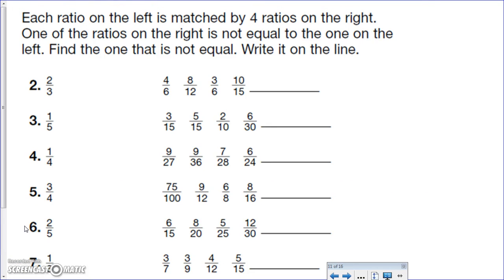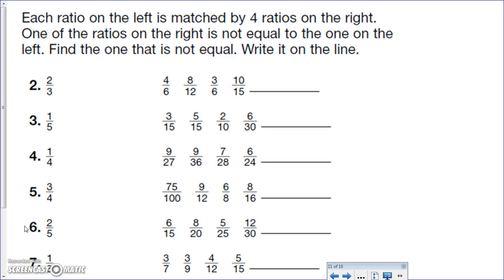So for the following problems, each ratio on the left is matched by 4 ratios on the right. One of the ratios on the right is not equal to the one on the left. Find the one that is not equal and write it on the line. So, number 2, we have 2/3. We need to check each of the 4 ratios to see if they simplify to that.